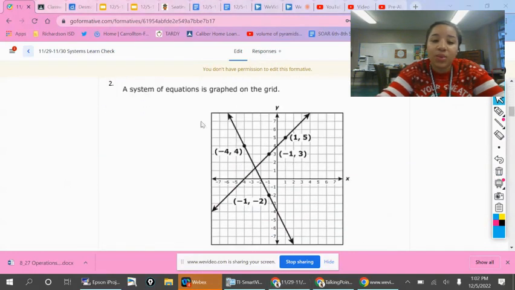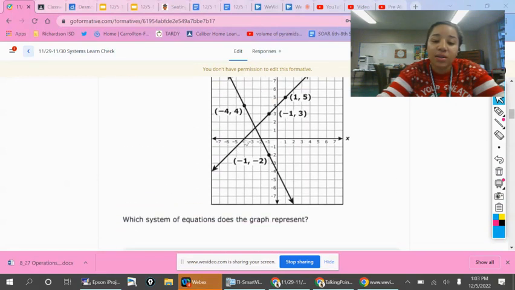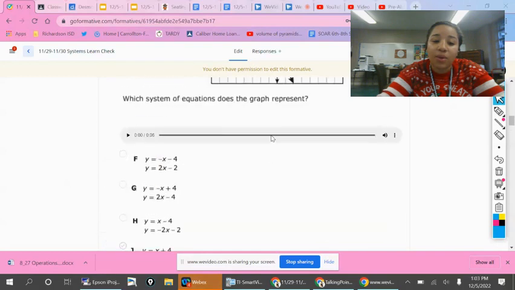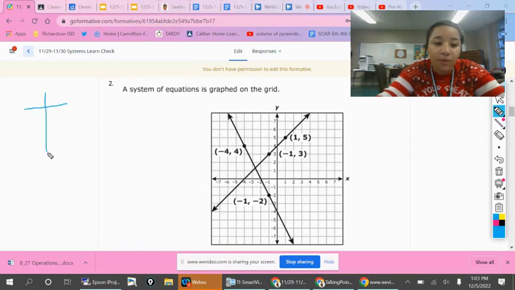Next. This one, the system of equations is graphed here. So what we have to do is find the line for both of these. We're going to make some tiny tables. We're going to start with this negative one first, and I'm going to have x, y: negative 4, 4, negative 1, and negative 2. Now you can do this in stat edit, that's perfectly fine, but it's going to be faster for me to do this one by hand.